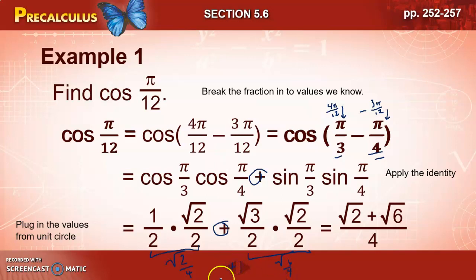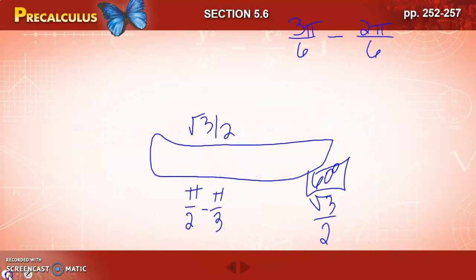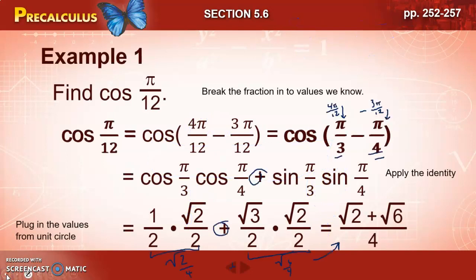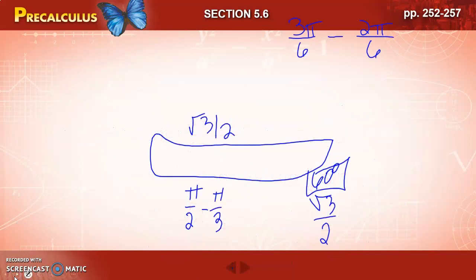Because I have a common denominator, I can add those here, and I get root 2 plus root 6 over 4. That cannot be simplified any further. Root 2 cannot be simplified. Root 6 cannot be simplified. And so that is our final answer. We can check this and verify that it's the same decimal value if we plug cosine pi over 12 into our calculator and we plug this into our calculator. You can verify that your answer is correct and that you will get the same decimal answer.